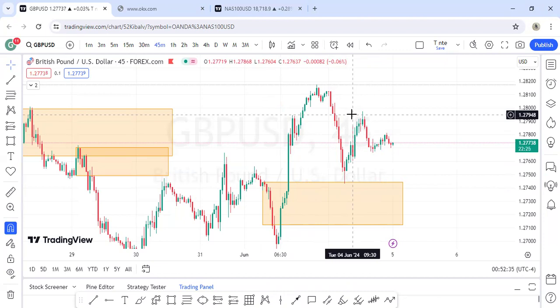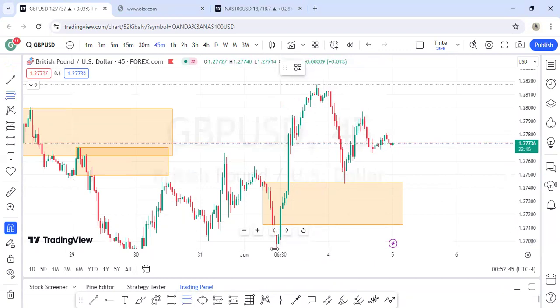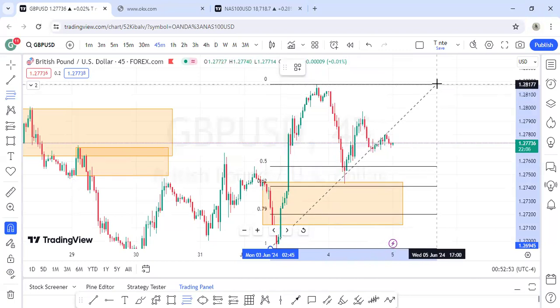No matter how much it is, you mark it and then you wait for the market to come back there and give you a lower time frame confirmation to know the exact place. Also, you can use your Fibonacci tool to know where to look. So if maybe I took my Fibonacci tool from here to here, you can see this is also the entry.